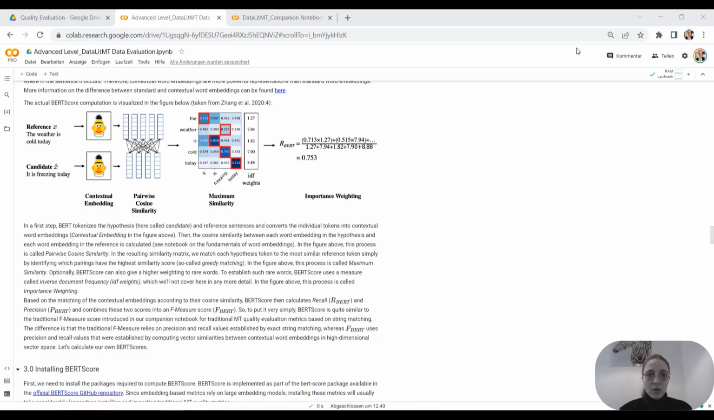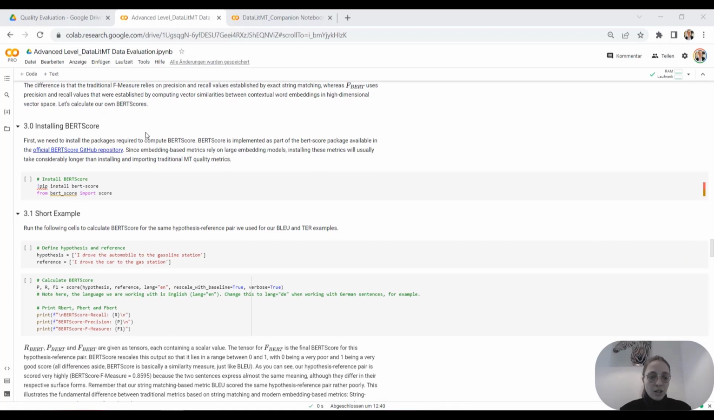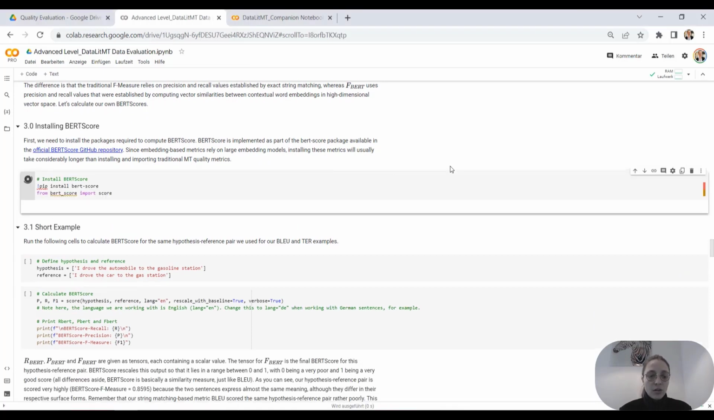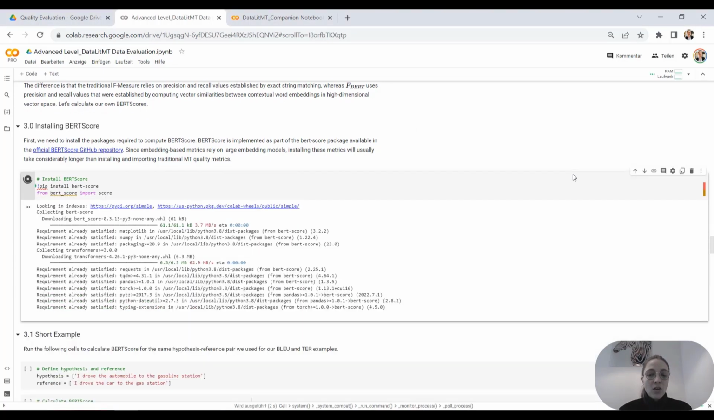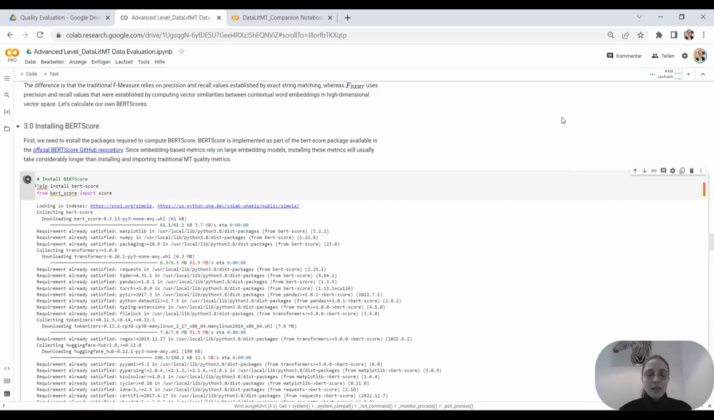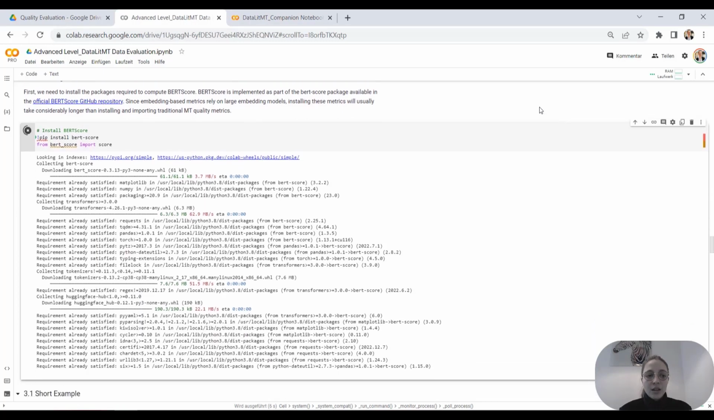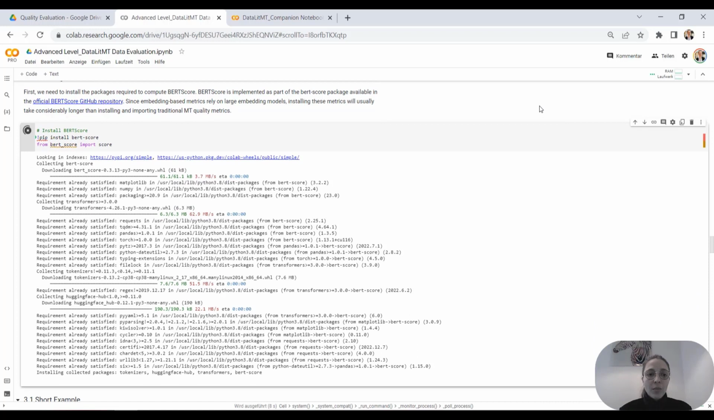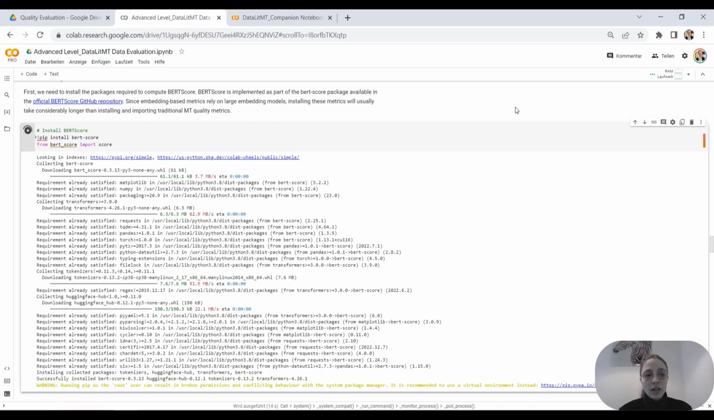So that is what we will do now. We will go here, and once again, we will install what we need to be able to calculate BERTScore. So we will install the packages. In comparison to string matching metrics, these embedding-based metrics, because of how a little more complex they are calculated, will take a little longer to install than the ones above, so you just have to be a little patient, but you can see it's already installed.